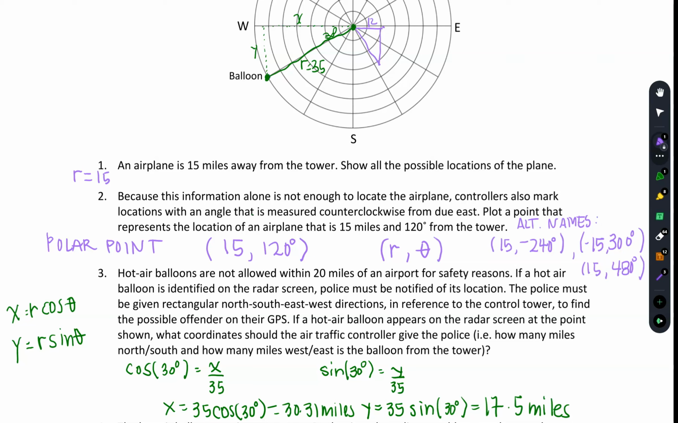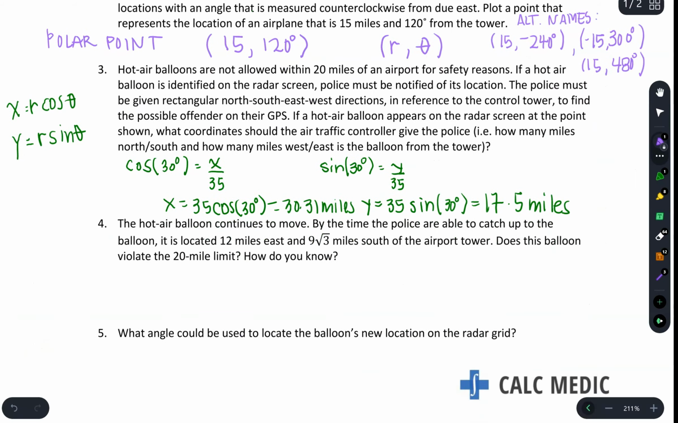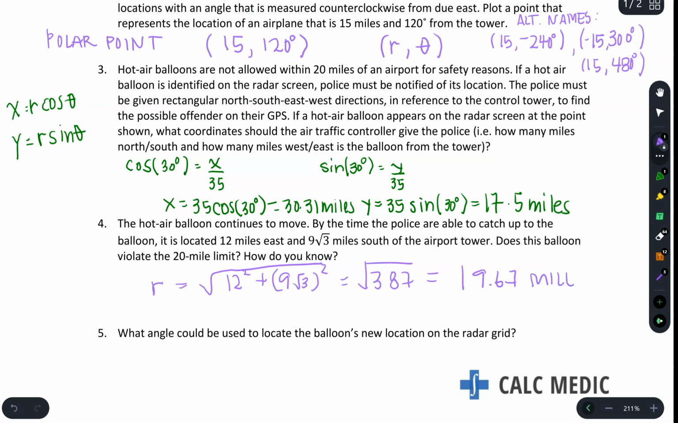Does this balloon violate the 20-mile limit? How do you know? So what am I going to use? So I need to find the r value, right? So this is 9 square roots of 3. So I can find my r value by saying x squared plus y squared, and take the square root of it. So we'll say 12 squared plus 9 square roots of 3 squared, and then take the square root of it. Okay, so that's the square root of 387. So that's 19.67 miles? So yes, it does.